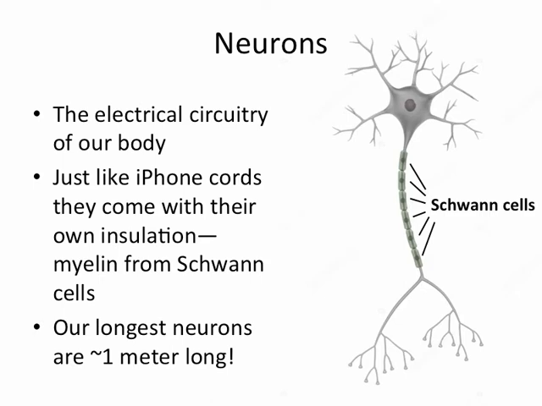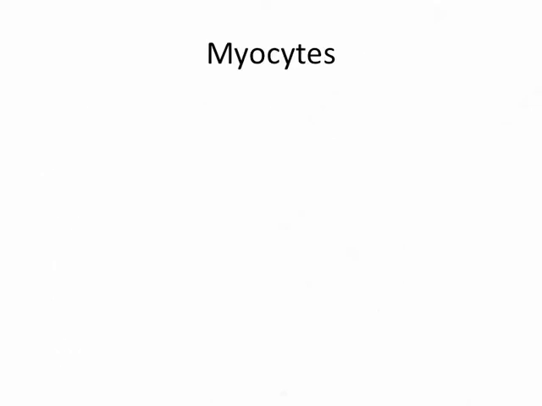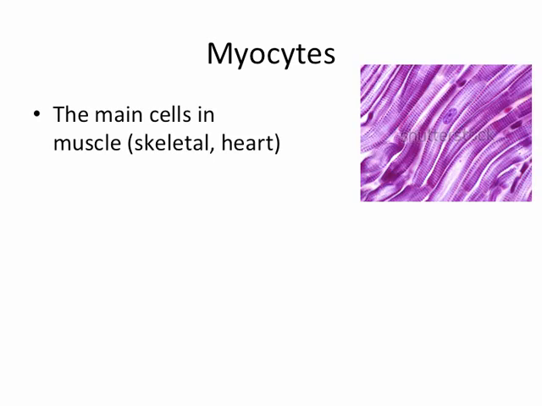All right. I think this is the last one I want to talk about, another form of specialized cell called myocytes. These are really beautiful cells. You can see them over on the right-hand side there. These are the main cells in muscle. Myo, muscle, heart, skeleton. Your vessels in your circulation have myocytes in them.